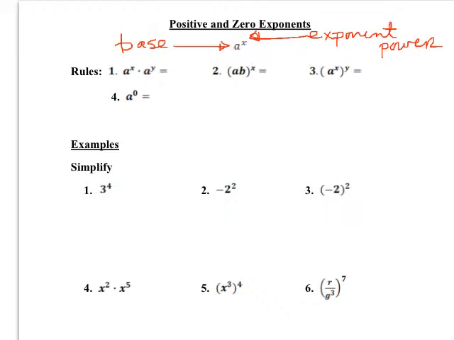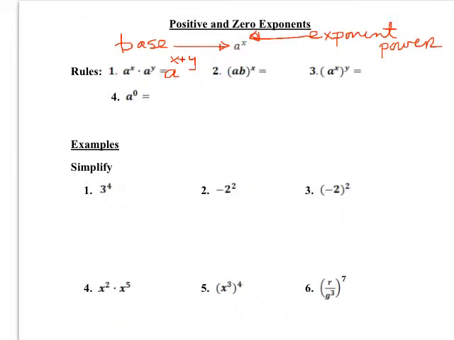Now, let's talk about some of the basic rules of exponents. There's numerous of them, depending upon how much you want to break them down, but we're going to talk about 4 of them today. The first rule says, if I have the same base and I'm multiplying, what you do is you add your exponents. So a to the x times a to the y equals a to the x plus y.